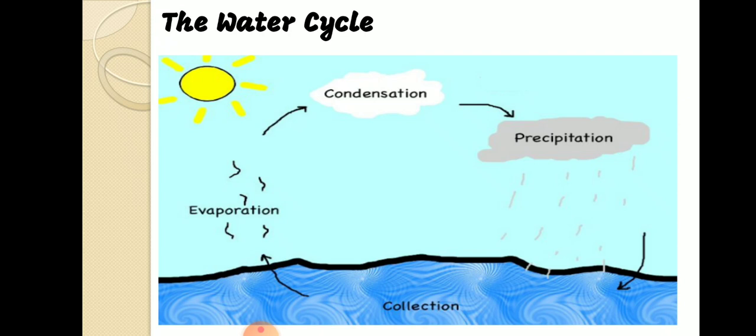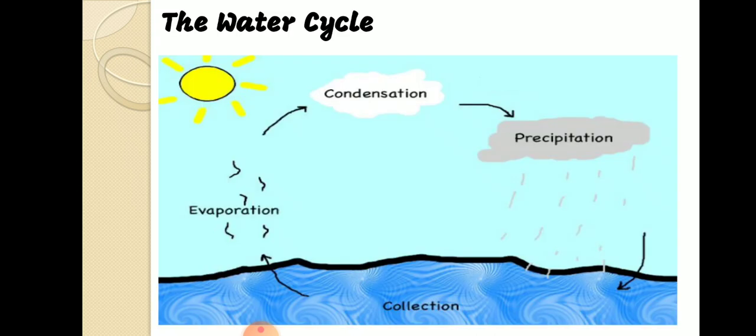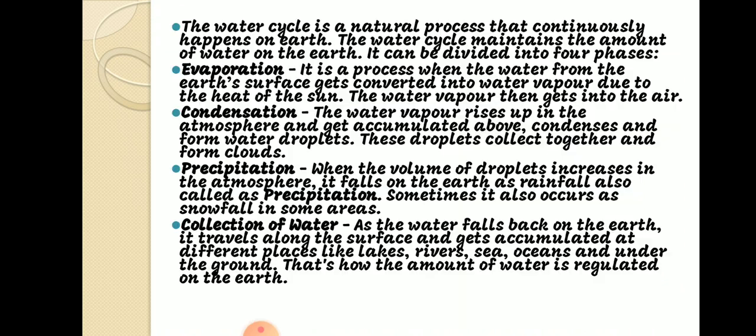Moving forward, we will know about the water cycle. Water cycle is a natural process that continuously happens on earth. The water cycle maintains the amount of water on the earth. It can be divided into four phases as shown in the figure. That is evaporation, condensation, precipitation, and collection. Let us see these phases one by one.